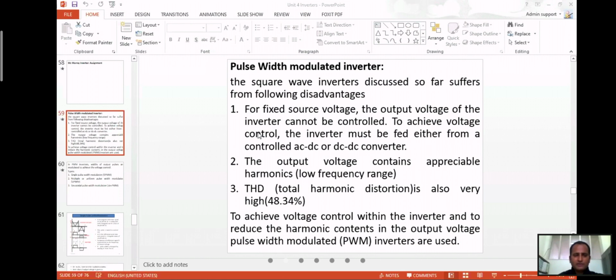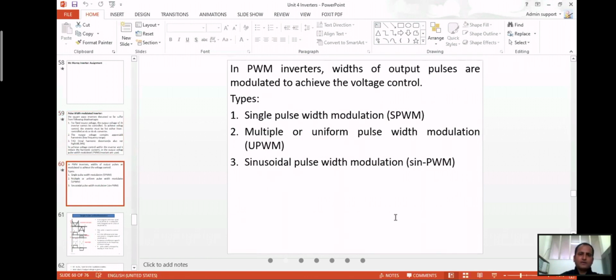These pulse width modulation inverters are of three types actually: single pulse width modulation and multi-pulse width modulation, also called uniform pulse width modulation, where the pulse widths are uniform. In single pulse, you are just giving a single pulse to the system. These things we have also seen in the last class.